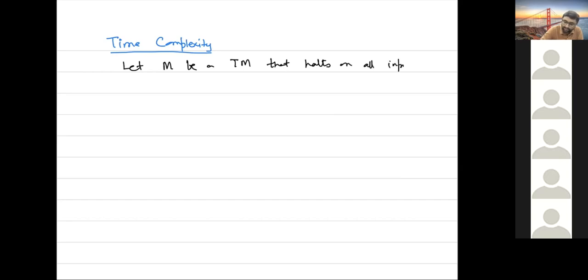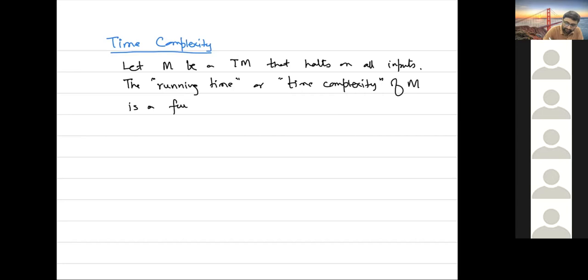So let me write a definition for time. I talked about time complexity, space complexity, and other things. So let's start with time complexity. Let M be a Turing machine that halts on all inputs. If it halts on all inputs, it means that it is a decider. The running time, or time complexity, of M is a function f, from the set of natural numbers to the set of natural numbers.